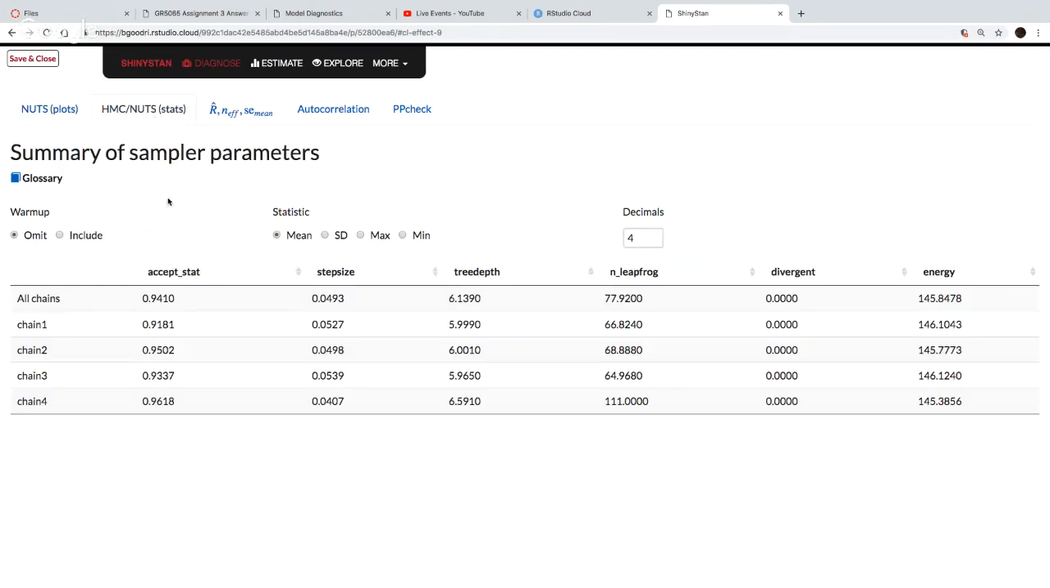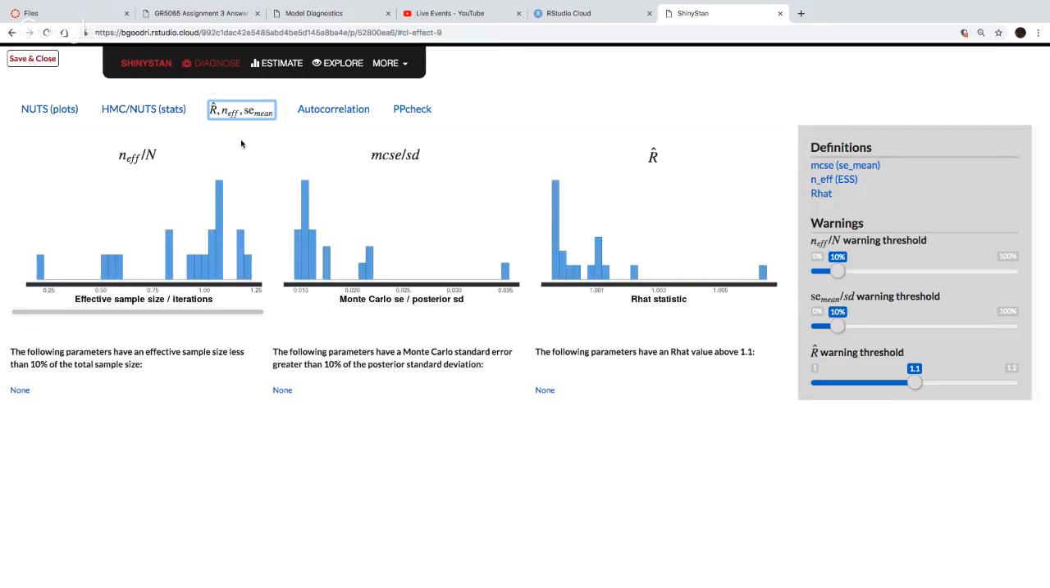We can also see a numerical version of the same stuff. Actually, I think this time I didn't actually have any divergent transitions. It depends on the seed. But anyway, it was not super great.